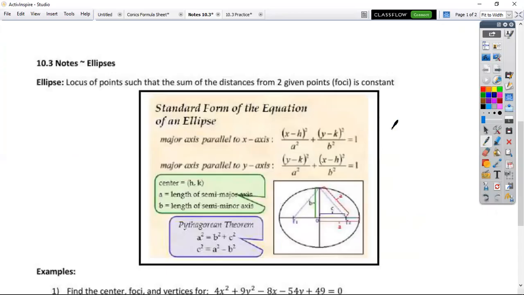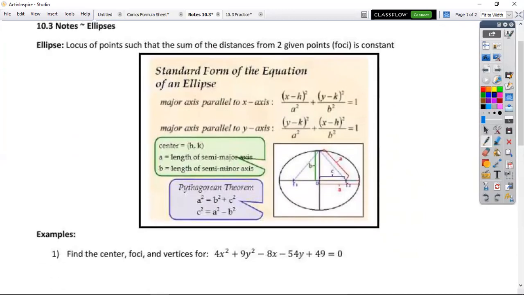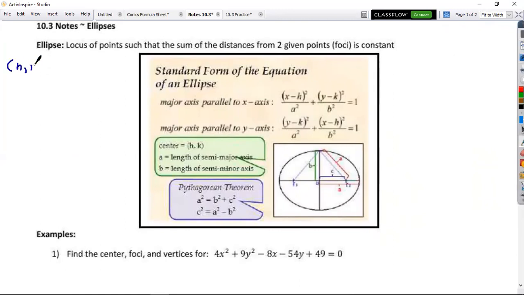All right. I'm going to start right here on my ellipse notes. And I'm going to have you write down a lot of details today. If you have different colors, just keep everything nice and organized. So an ellipse, here's what you need to know. It uses H and K just like your circle. So H and K represents the coordinates of your center.